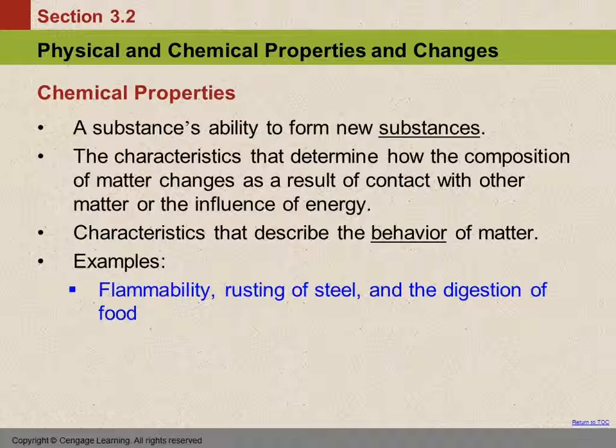So a chemical property of this piece of paper is that it is flammable. If I had a Bic lighter and I lit this, it would burn. When I demonstrate the chemical property of the flammability of paper, do I have the paper left? No, the substance was changed into something else. So that's a chemical property. So examples include flammability, rusting, digesting your food. Anything that destroys the original substance is going to be a chemical property.